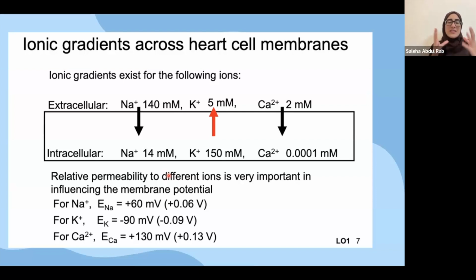And all of this is based on what? The fact that different ions are going in and out, and at any one point, the membrane potential of the cell is determined by which ions are crossing it. Okay, that's what you need to know from here.